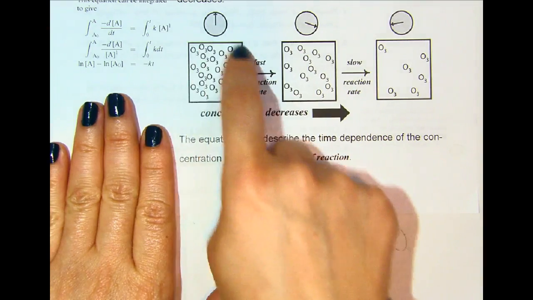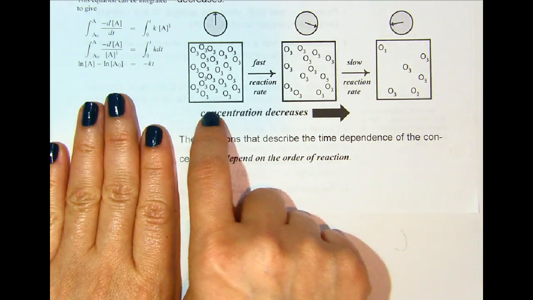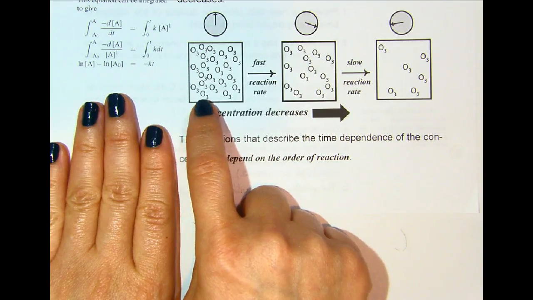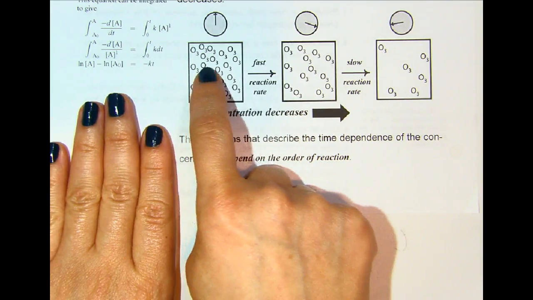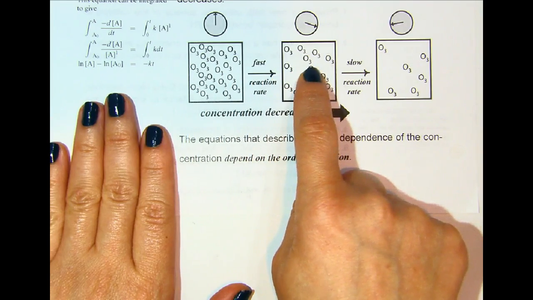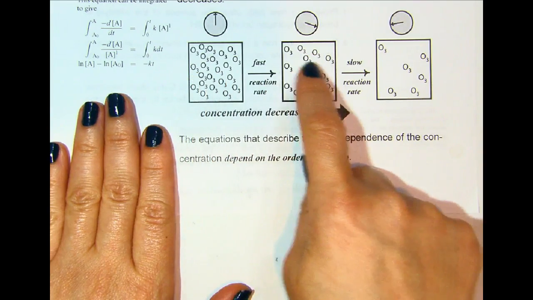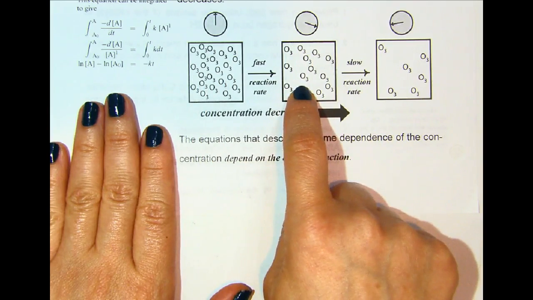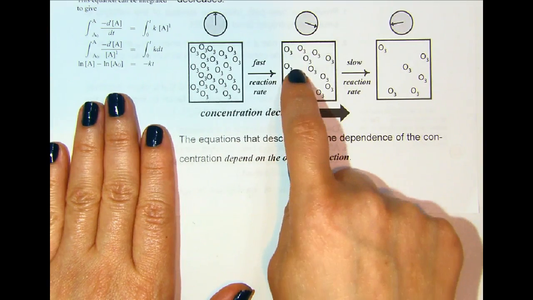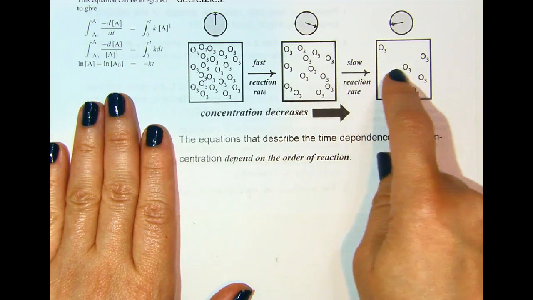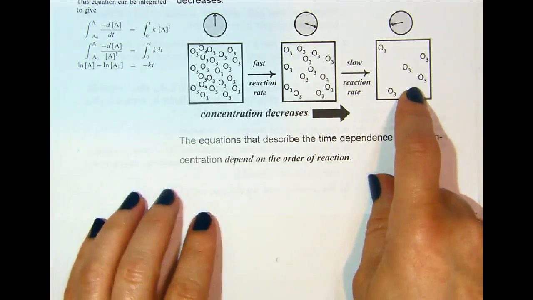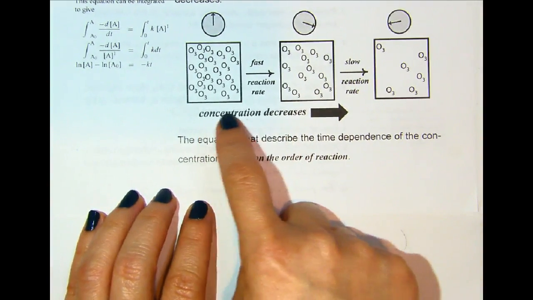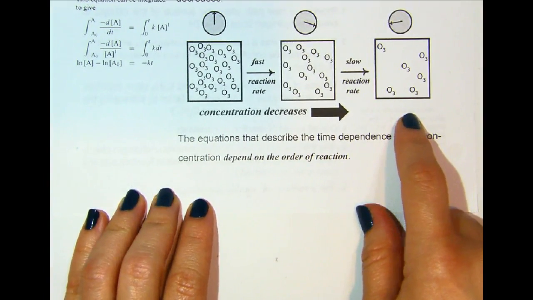So here is the O3 that we had to start with, which is at its highest concentration, and then the reaction begins, and at the beginning the reaction rate is very fast. However, as time goes on, we have less and less of our reactants, a lower concentration, and therefore the reaction will begin to be slower and slower as it reaches the end. So concentration will decrease as time goes forward in a reaction.